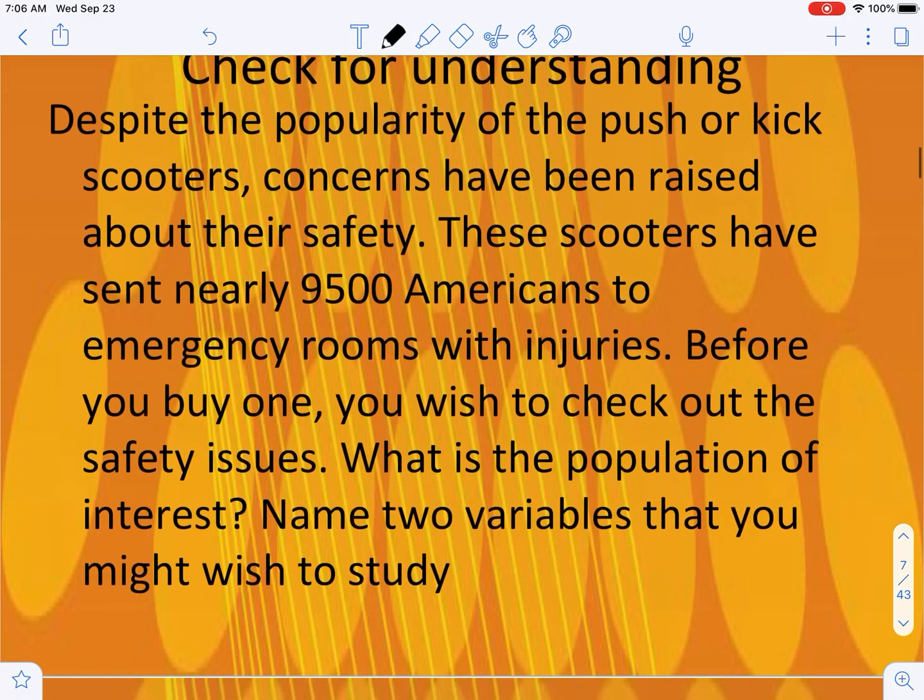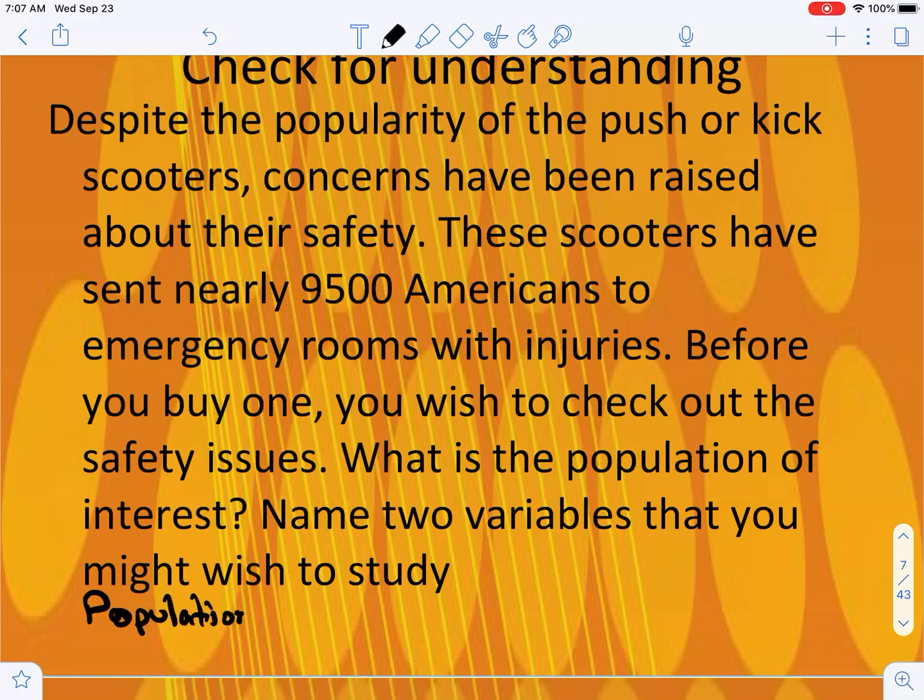All right, despite the popularity of push or kick scooters, concerns have been raised about their safety. These scooters have sent nearly 9,500 Americans to the emergency room with injuries. Before you buy one, you wish to check out the safety issues. What is the population of interest? Again, we look at population.